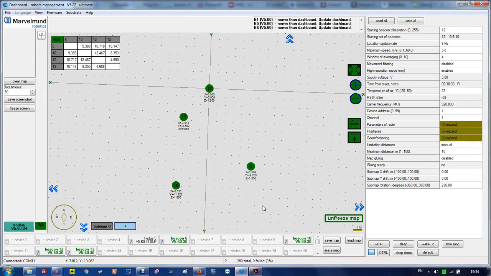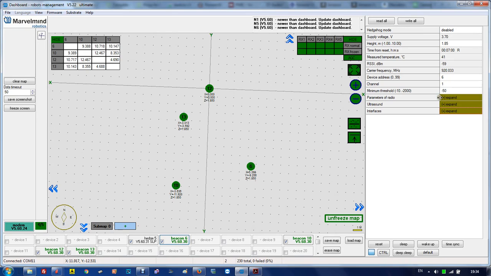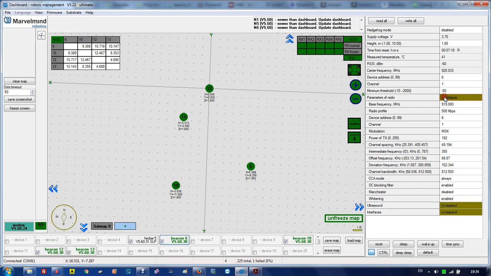Hello. Let me explain now in more detail the menu on the right, which are the parameters of radio, interfaces. Let's explain on the beacons, not on the modems, because radio settings are more or less the same for beacons and modems, but in beacons there is also ultrasound. So let me explain based on the example of beacons.